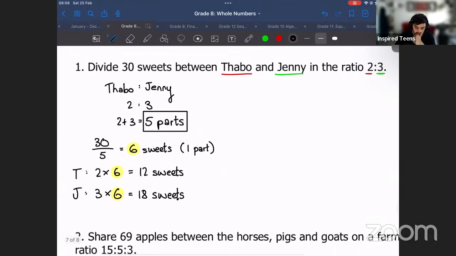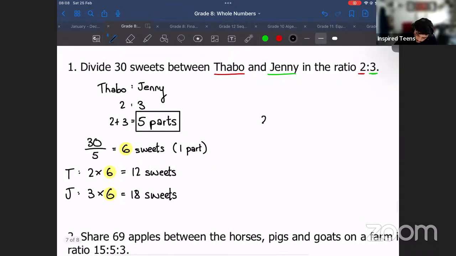Another slightly alternative route you could take is, okay, you know that there are 5 parts. So 2 plus 3 tells us that these sweets were split in a total of 5 parts. So Thabo's portion is 2 parts out of the total amount of portions, which is 5 portions, so we could express that as a fraction: Thabo's parts are 2, total parts are 5, 2 over 5 times what?